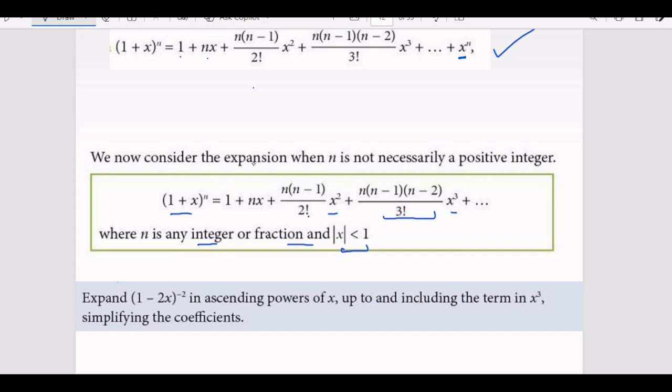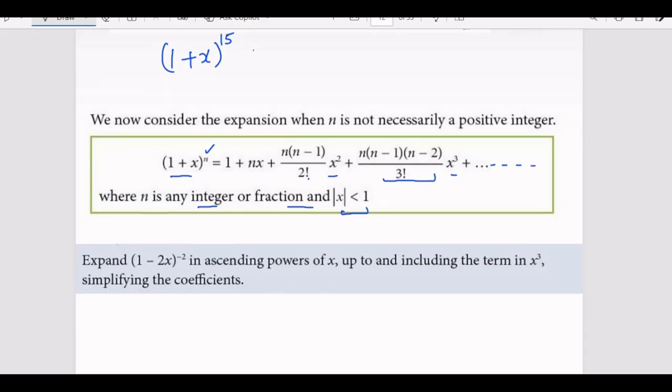Now what happens when n is a positive integer? Let's say we have 1 plus x to the power n, where n is any positive integer, maybe the bigger number 15. Your terms will end somewhere, at x to the power 15. But when n is not a positive integer, so it may be negative or a fraction, then these terms are going to continue, right? We will learn more about this later on.